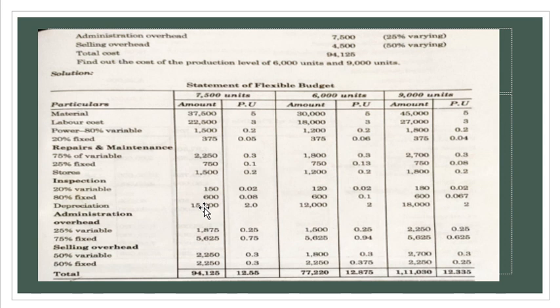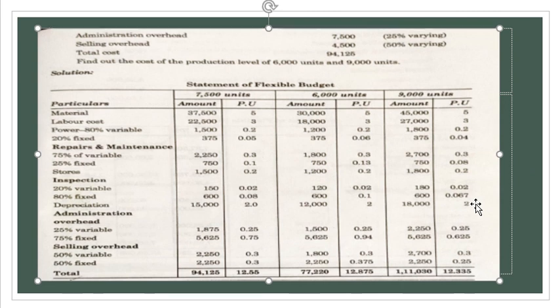The same way, 600 divided by 6,000 will give us 0.1. Next, 600 divided by 9,000, which will give us 0.06. So 0.06 as your 0.07. So they have taken it here as 0.07. So this is your fixed expenses per unit cost for all the three units.